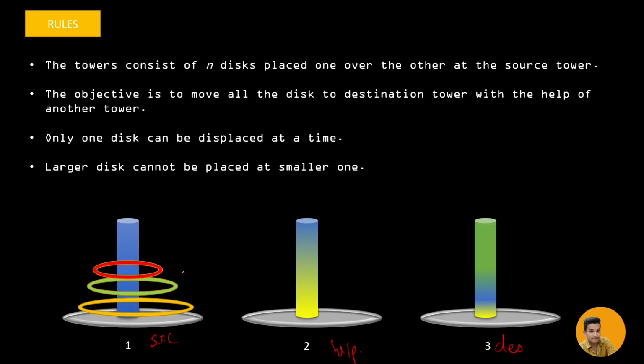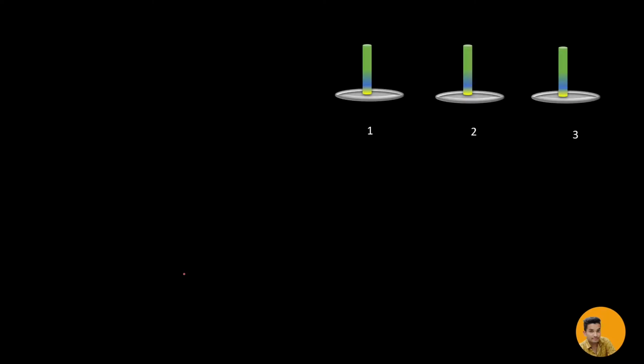Let us look in detail with some examples. Here are our towers, and suppose we have one disk. That means n is 1, where n represents the number of disks. How can we move it? We can simply take this disk and keep it here. So move the disk from 1 to 3, and we have successfully achieved the objective of the game. This is source, destination and help.